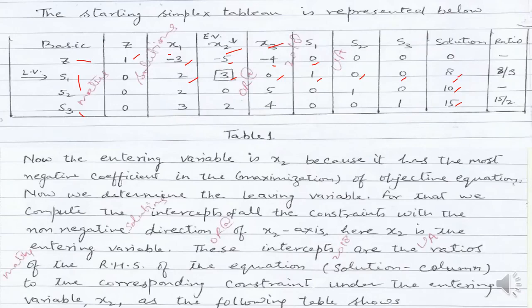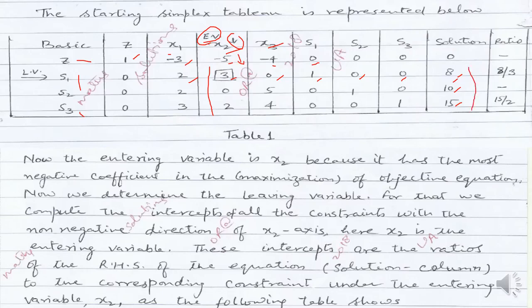Now because this is a maximization problem, in the Z row we will check which one is the most negative element. So -5 is the most negative element, and we have marked it here. x2 becomes the entering variable, and this column becomes the pivot column. And now we have to find out which one will be the leaving variable.